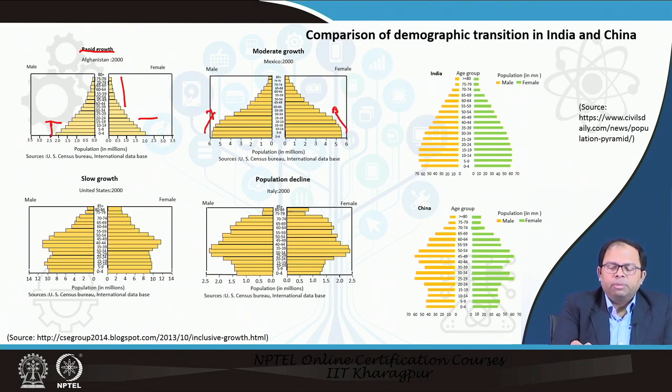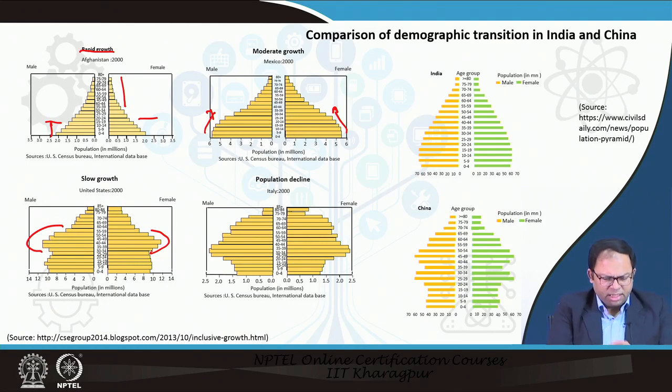So there is a larger number of people in the younger age groups, around 20 to 24 and 15 to 19. Then in the period of slow growth, we have a bulge in the middle-age population for both male and female. So this is the United States in the year 2000.